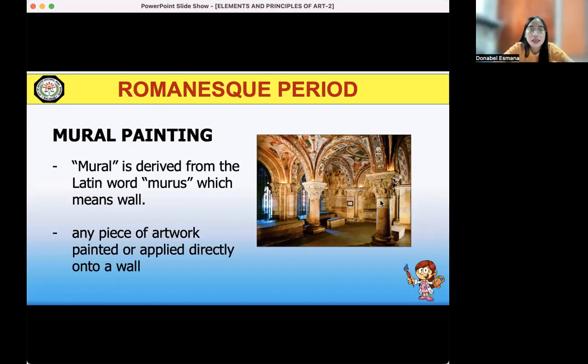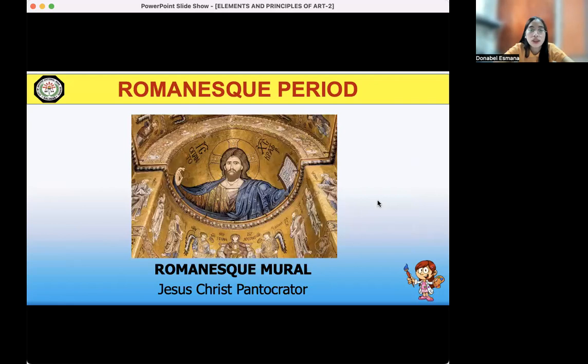Okay? This is an example. This is what we call Jesus Christ Pantocrator. So as you can see, drawing po nila si Jesus Christ sa ceiling, no? And in Christian iconography, Christ Pantocrator is a specific depiction of Christ. Alright? Yun po ang ibig sabihin ng Pantocrator. A specific depiction of Christ, usually translated as Almighty or All-Powerful.